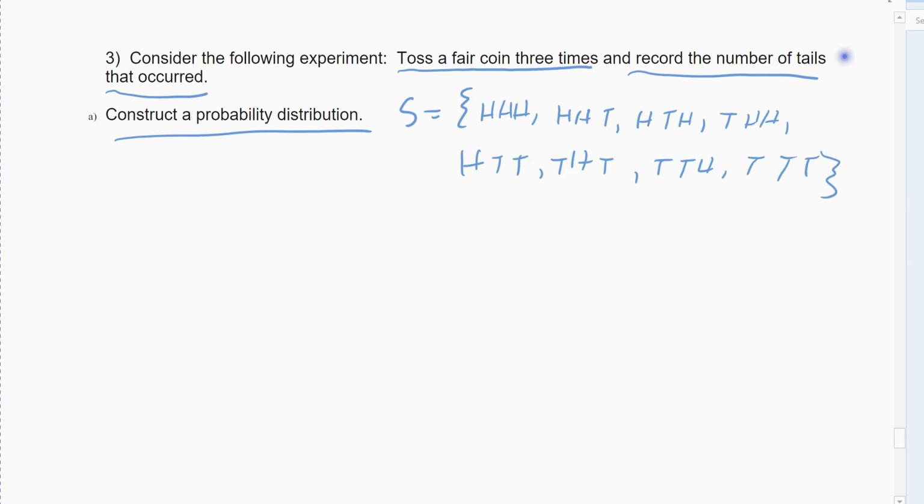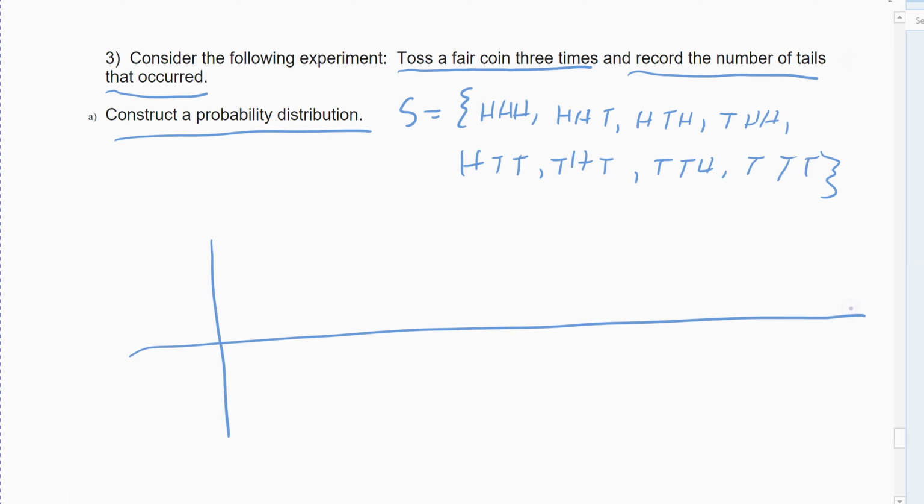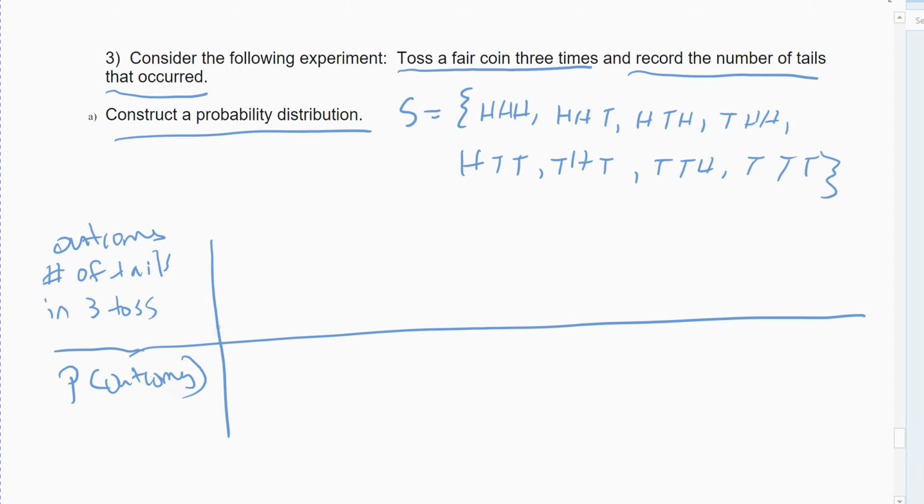Alright, we're counting tails. Alright, so when I draw out my probability distribution, and I'm going to draw it sideways like this because it's just a little easier to draw on my tablet that way. Alright, so up top is my outcomes. Well, the outcomes I am going to count is the number of tails in 3 tosses. Right, probability of my outcomes. Well, how many ways can I get tails in 3 tosses?